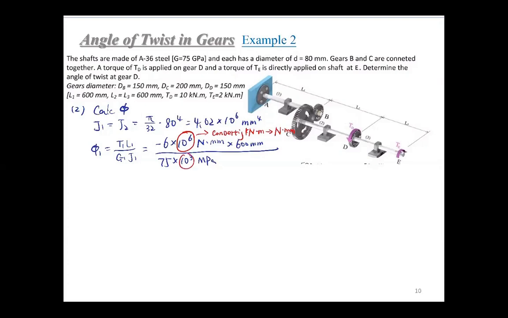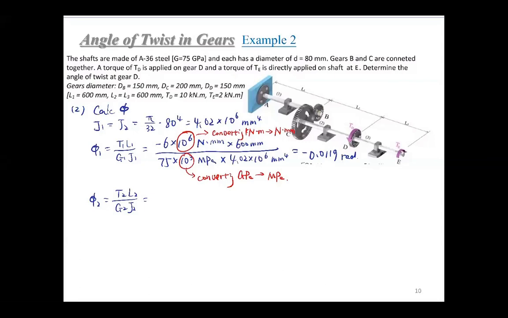Again, here this is converting GPa into MPa, times J1. So it is just 4.02 times 10 to the 6 millimeter to the fourth. So here we will get phi 1 will be negative 0.0119 radian.